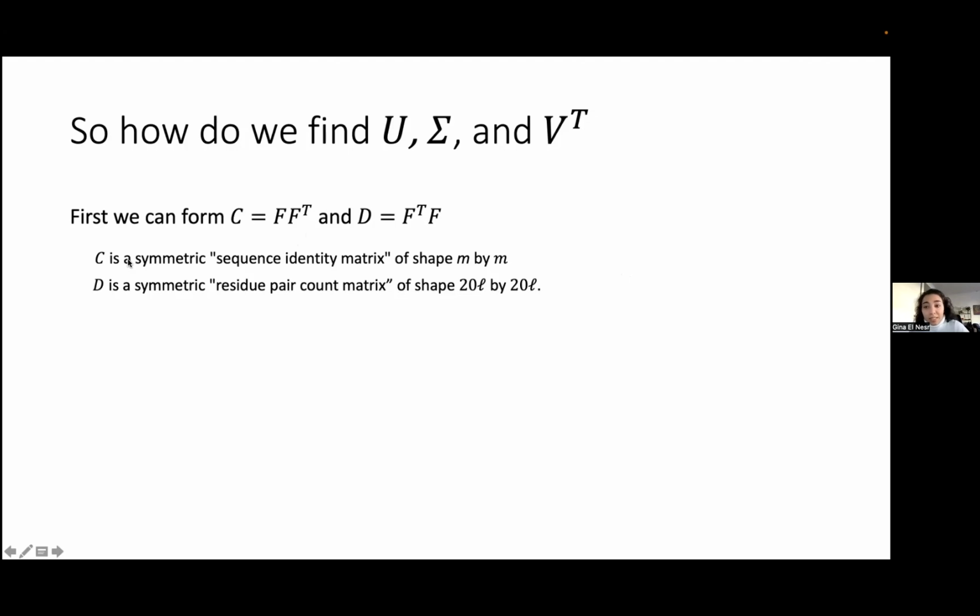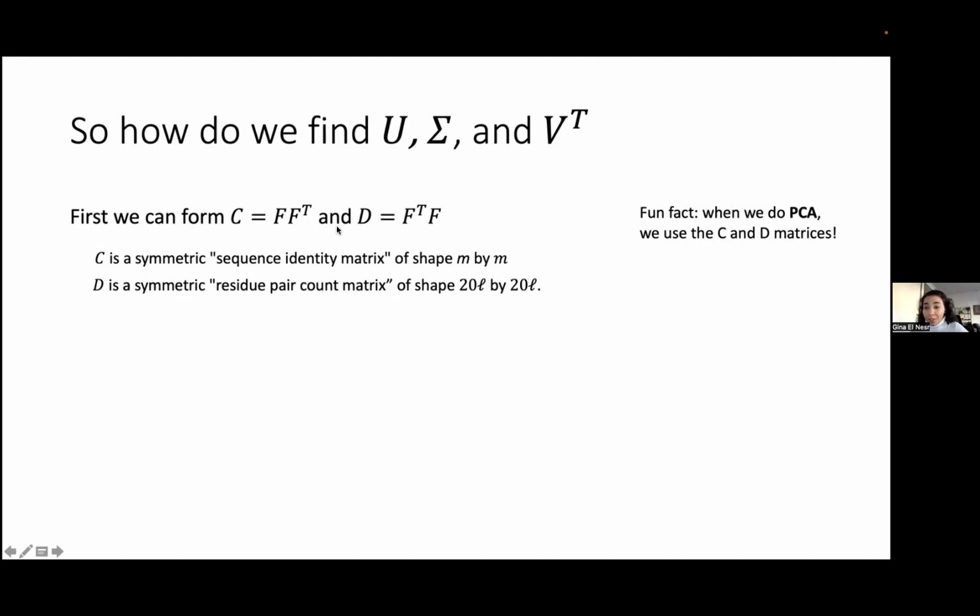We can think of C as a symmetric sequence identity matrix, and so its shape is M by M. In essence, it is the identity of each sequence within a matrix. And D is the opposite. It's 20L by 20L, still symmetric, but it accounts for a residue pair count. So how often do two values correspond together?